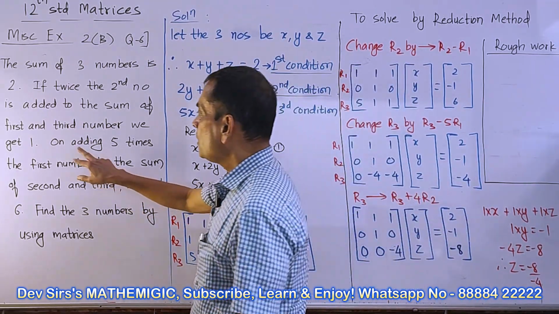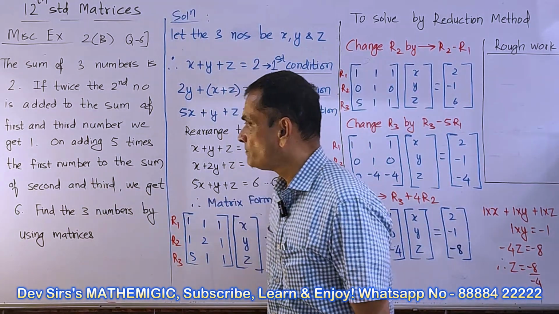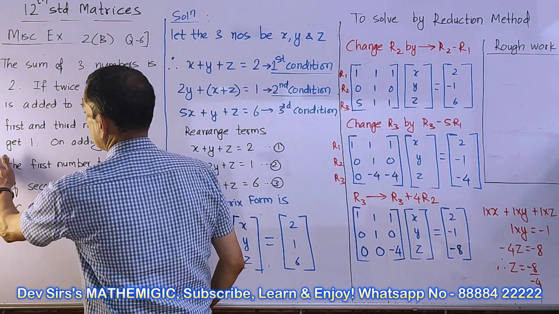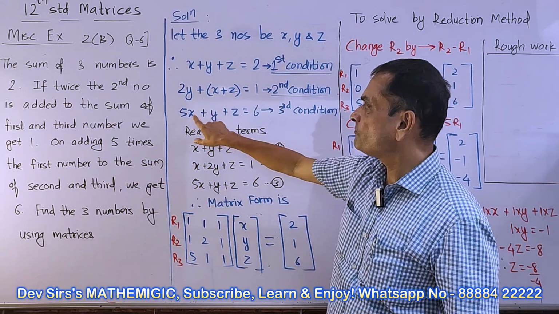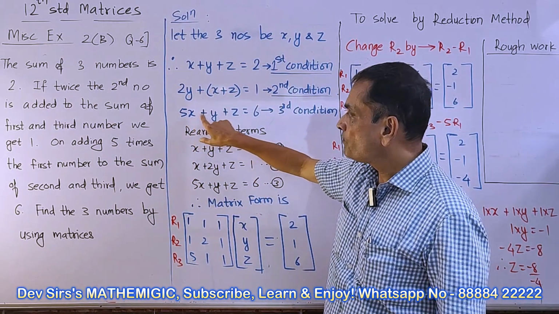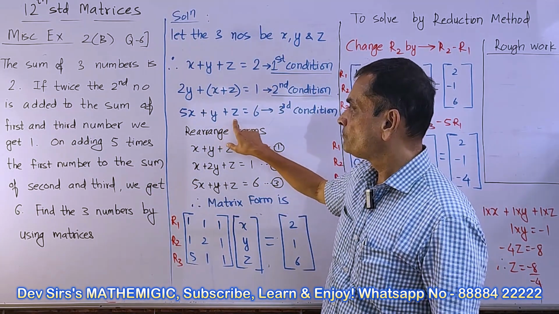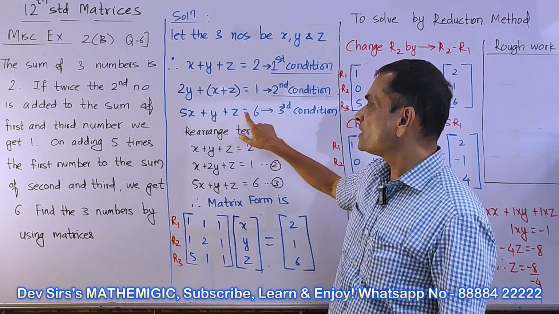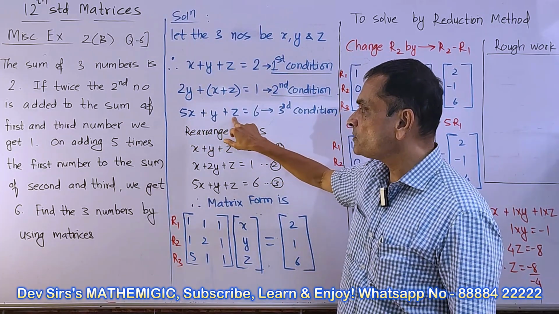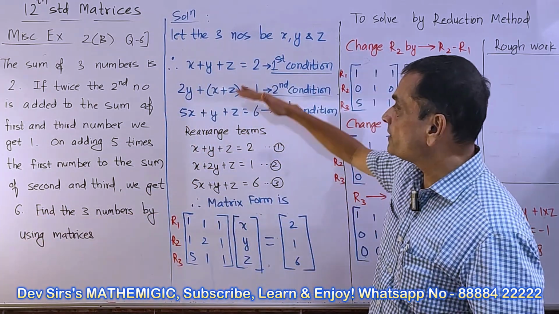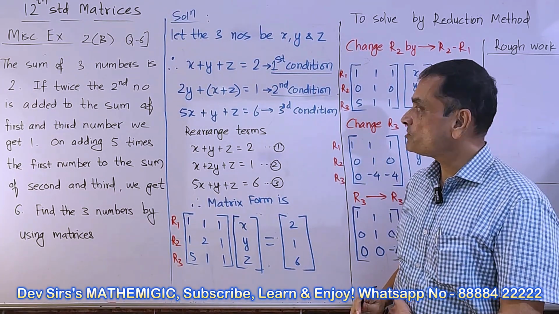Third condition. On adding 5 times the first number to the sum of second and third. Observe carefully. On adding 5 times the first number means 5x plus the sum of second and third means what? y plus z. So 5x plus y plus z equal to 6. These are the three conditions है. Three conditions पहले देखना पड़ेंगे, which you have seen.